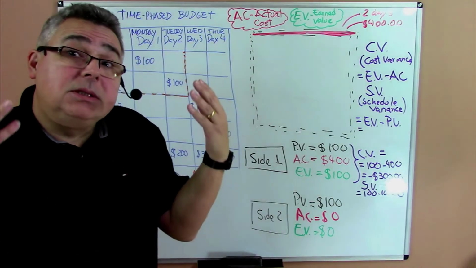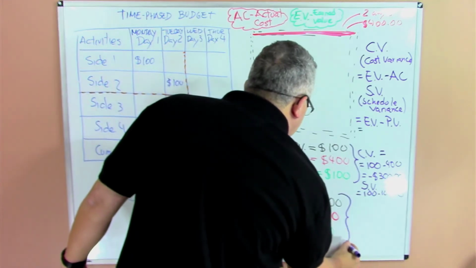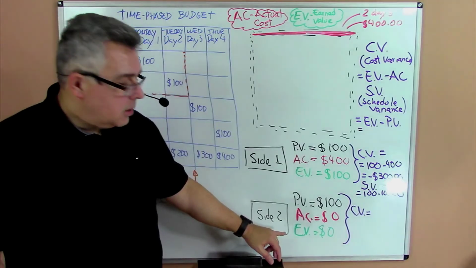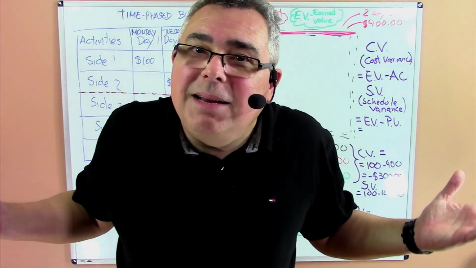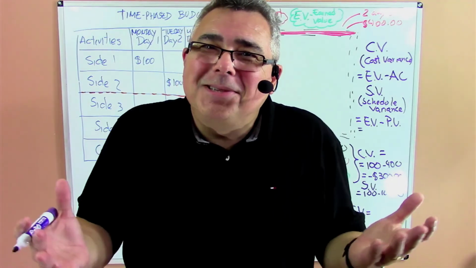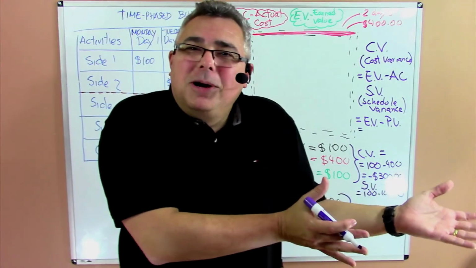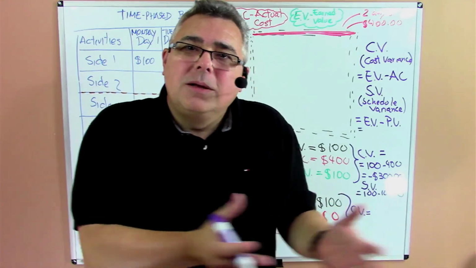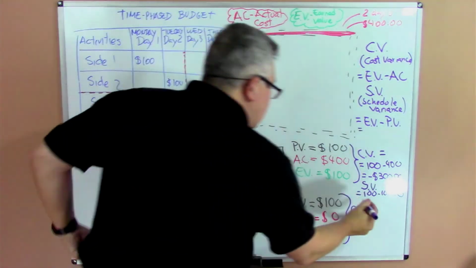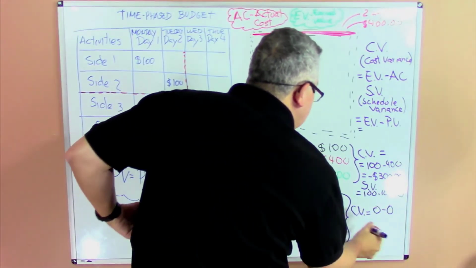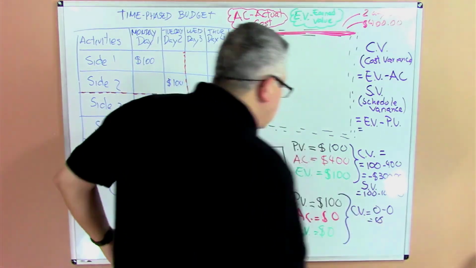Let's talk now about side 2. What is the cost variance for side 2? 0. There is no cost variance. I didn't spend anything. I haven't done anything. There is no actual cost. There is no earned value. There is no earned work, either. So in terms of cost variance for side 2, it is 0. It means there is no cost variance.